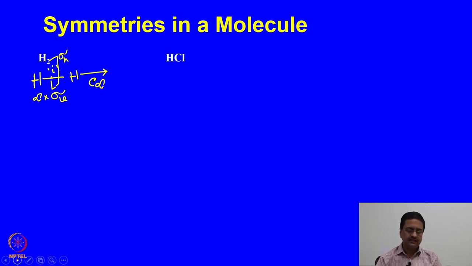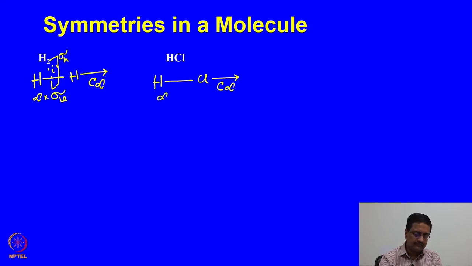Now, how is HCl different from hydrogen? In the case of HCl, we have the C infinity axis as usual, and then we also have infinite number of sigma v's. But the inversion center is not present, and also the sigma h is not present.